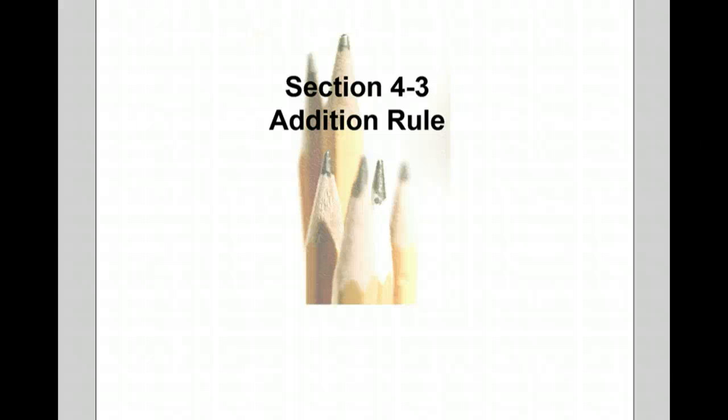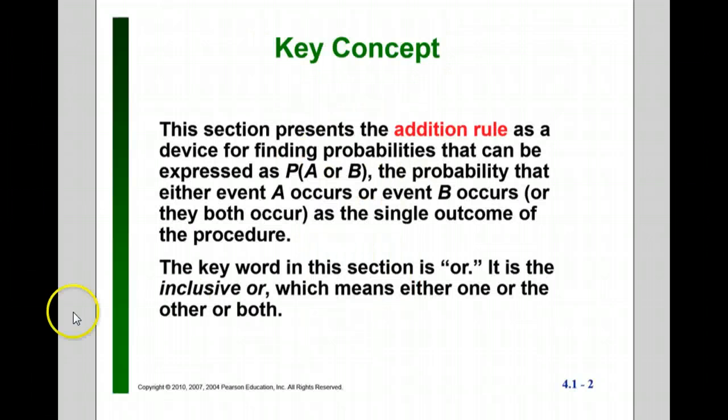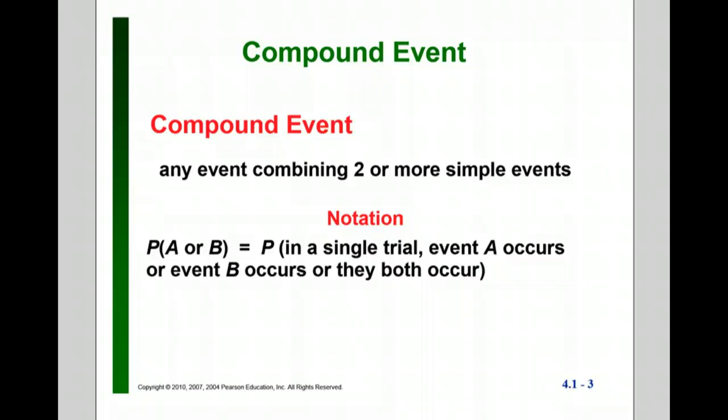Class, this is your notes for 4.3. Still working with probability, doing the addition rule. So the addition rule basically says if we're taking compound events, meaning we're combining two or more events together, like in this case A or B. If we are combining with the word or, it means that A occurs, B occurs, or they both occur. And to actually find the probability, we're going to use addition and possibly subtraction.